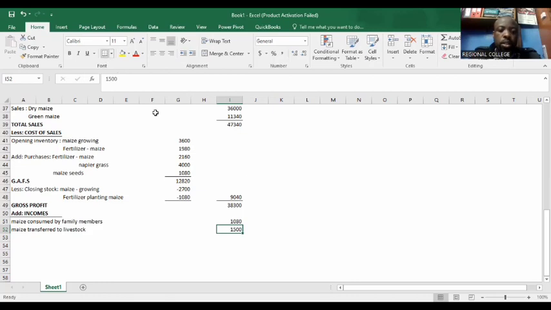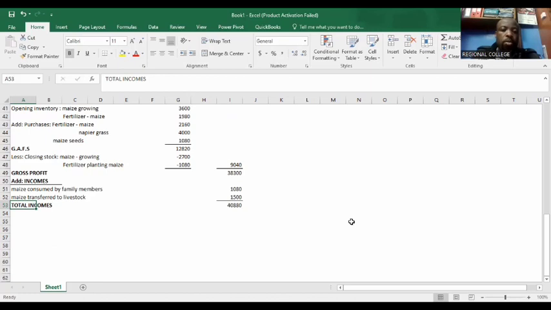So total incomes will be how much? Total incomes will be that amount, then less expenses.